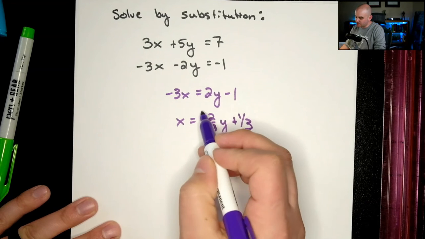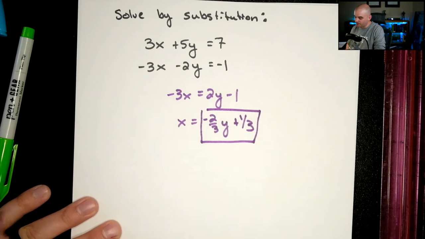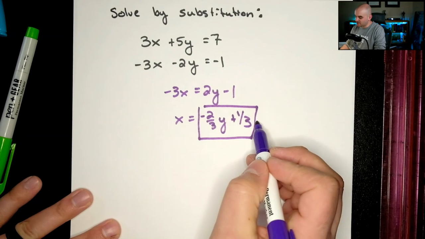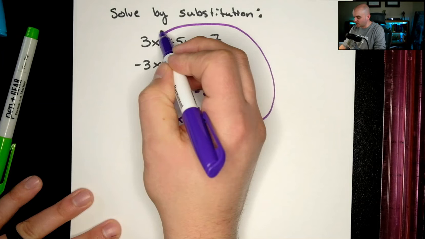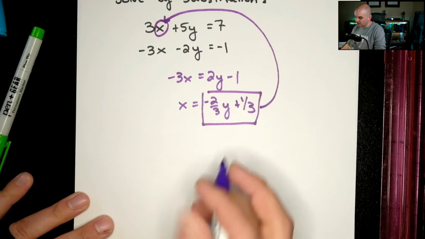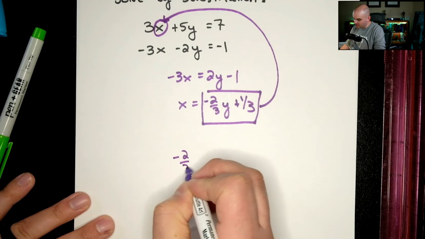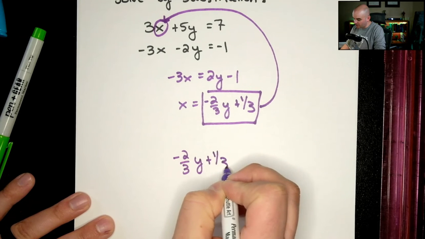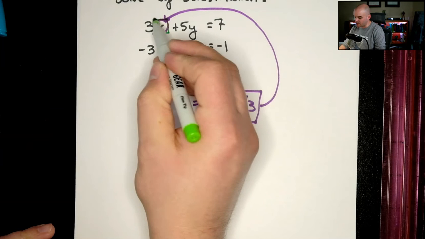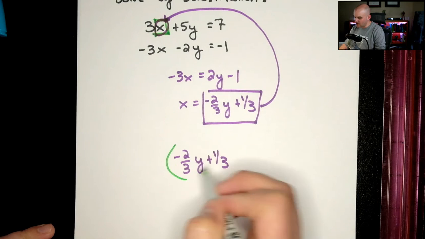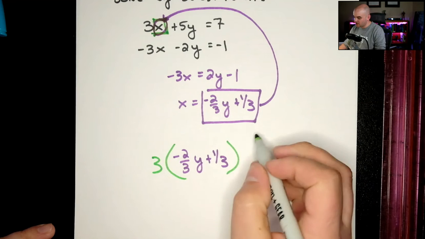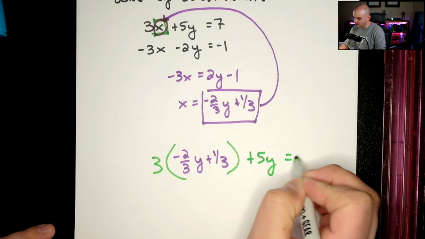And so this is what x is equal to. I used the second equation. I'm going to take and substitute this back into the first equation for x right there. And so what I end up getting is, let's go ahead and substitute that in, negative 2/3 y plus 1/3. And the original equation, that's going in for x right here. So I'm going to just highlight that in green right there. That's where it went in. And so I still got 3 times x plus 5y equals 7.